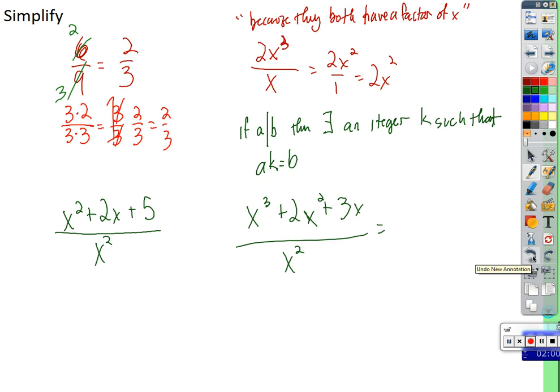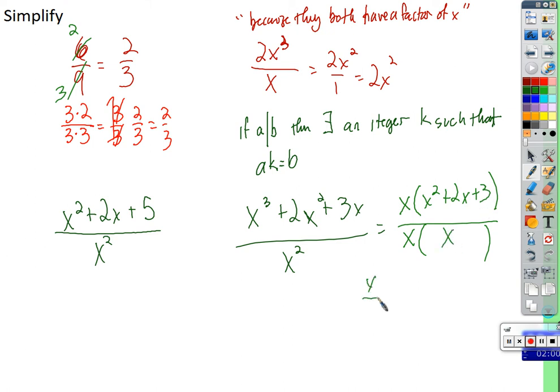So if we come over here, what we want to show is that this numerator and this denominator have a factor or are divisible by the same thing. Okay, just like we're saying right here. So if we want to cancel out x, then we need to be able to show the numerator as x times something and the denominator as x times something so that the x can divide the x and become a 1. So the numerator can be written as x times what? X squared plus 2x plus 3. And the denominator can be x times what? X. So now we have x over x times x squared plus 2x plus 3 over x. X divides x, you get a 1 there, 1 times this is just itself.